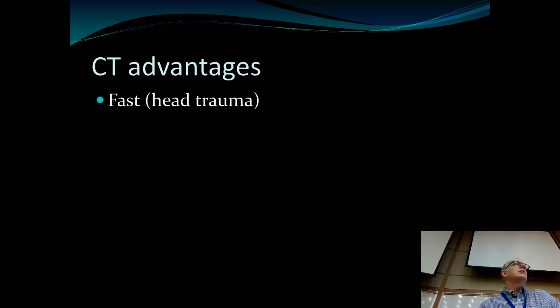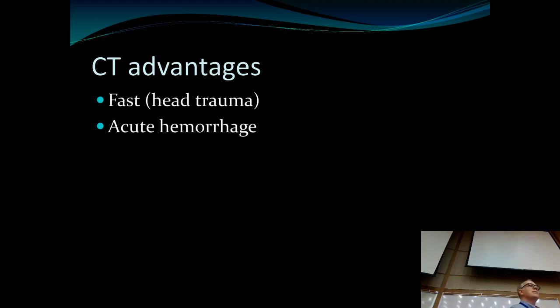It takes longer to get an MRI scan. And so for head trauma in particular, say someone's in a car accident, maybe they're confused, you're not waking up, that would be a time to get a CT scan. Is there a bleed? Do we have a skull fracture? We get that information quickly.